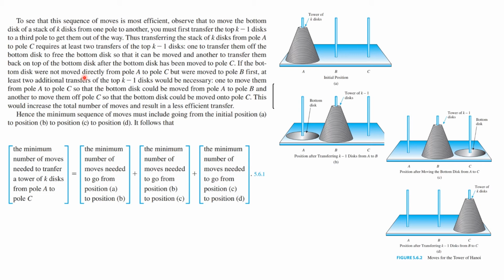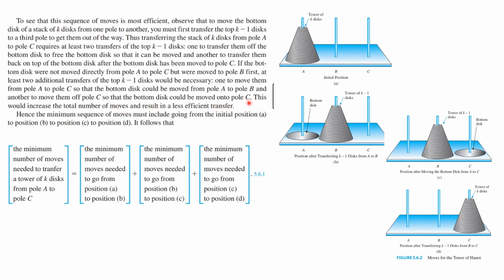Okay. If the bottom disc were not moved directly from pole A to pole C, and it were moved to pole B first, at least 2 additional transfers of the top k-1 discs would be necessary. One to move them from pole A to pole C, so the bottom disc could be moved from pole A to pole B, and another to move them off pole C, so that the bottom disc could be moved onto pole C.